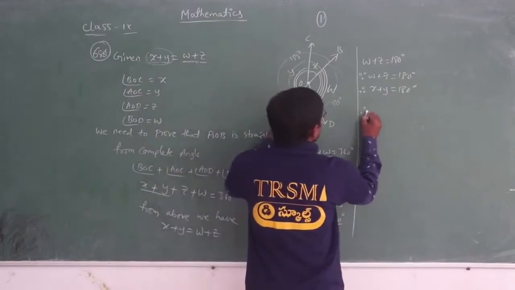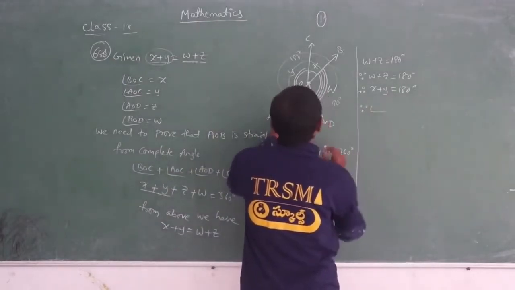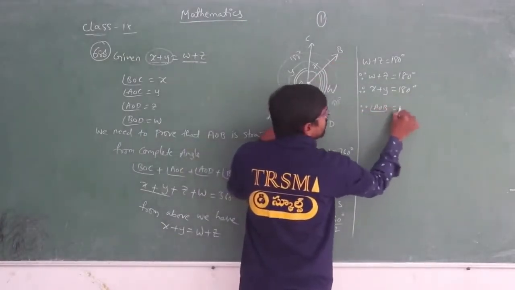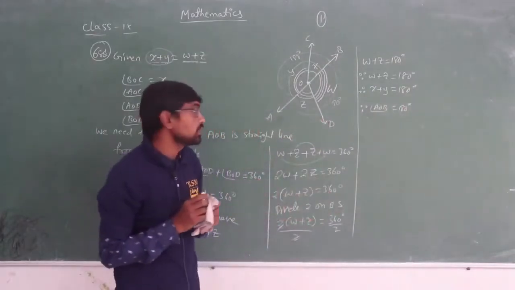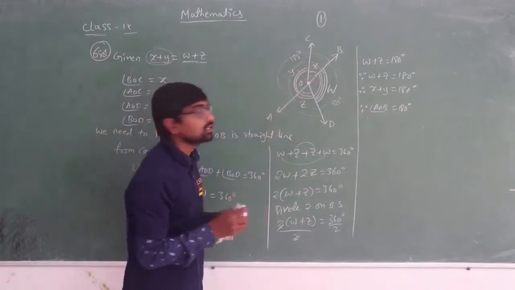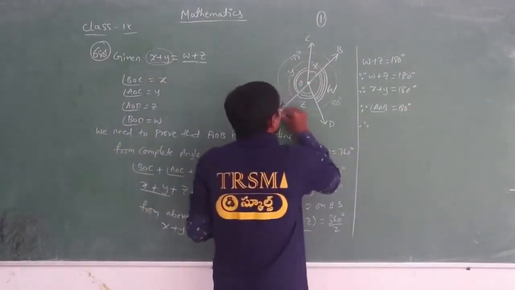So therefore, since angle AOB is equal to 180 degrees, as the angle is 180 degrees, therefore what?